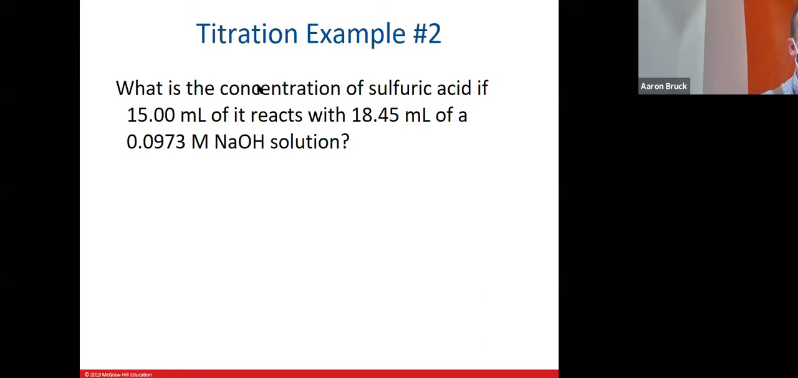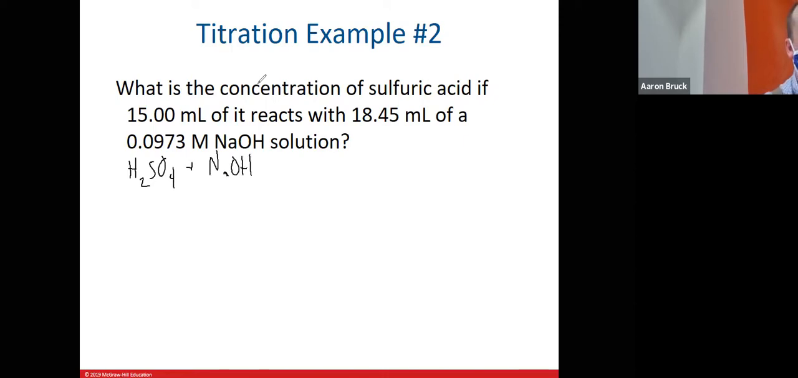Like with the first one, I need a balanced chemical equation. H2SO4 reacts with NaOH to make water and sodium sulfate, Na2SO4. To balance that, I'm going to need 2 sodiums, which means I'm going to need 2 sodium hydroxides. I've got 2 hydrogens, 2 hydroxides. That's going to make 2 waters.